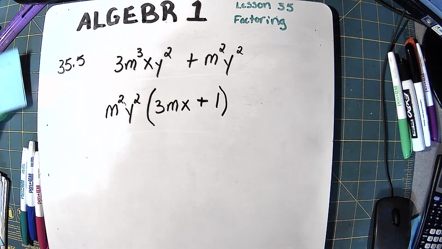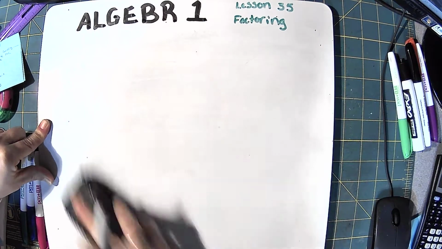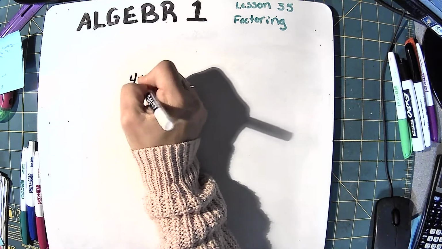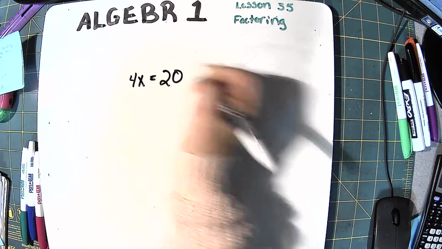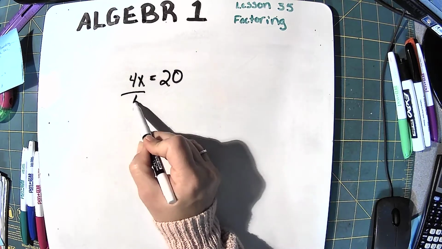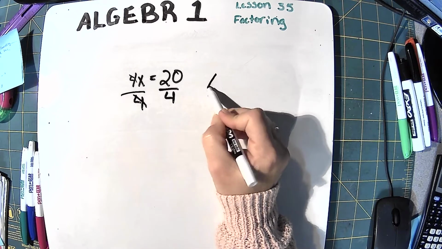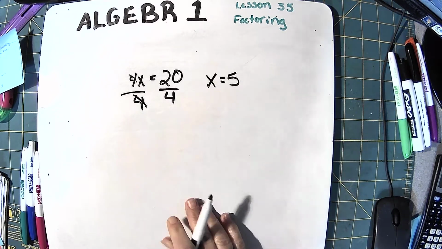Okay, so that's it for that part of the lesson. The next part of the lesson is about canceling. So we see that if we have 4x equals 20, what we do to get rid of that is we divide by 4 and divide by 4. And right here we can cancel, and we would say x equals 5. Okay, we all know how to do that.